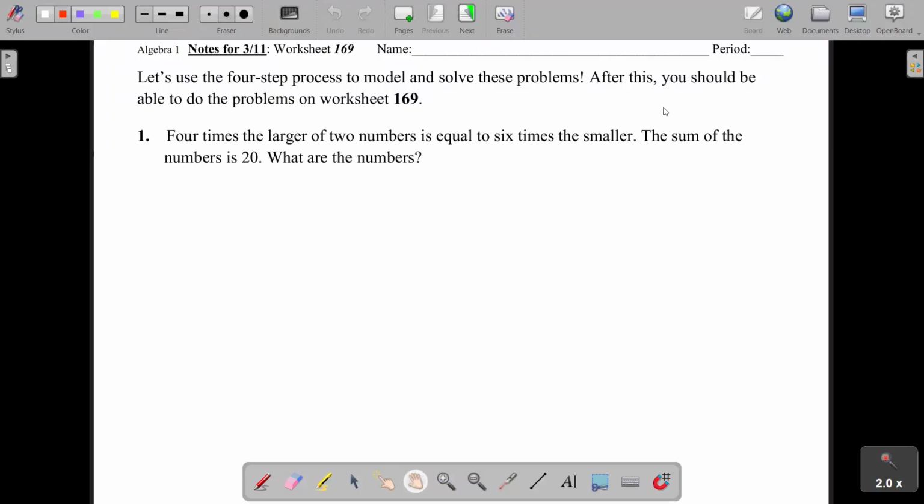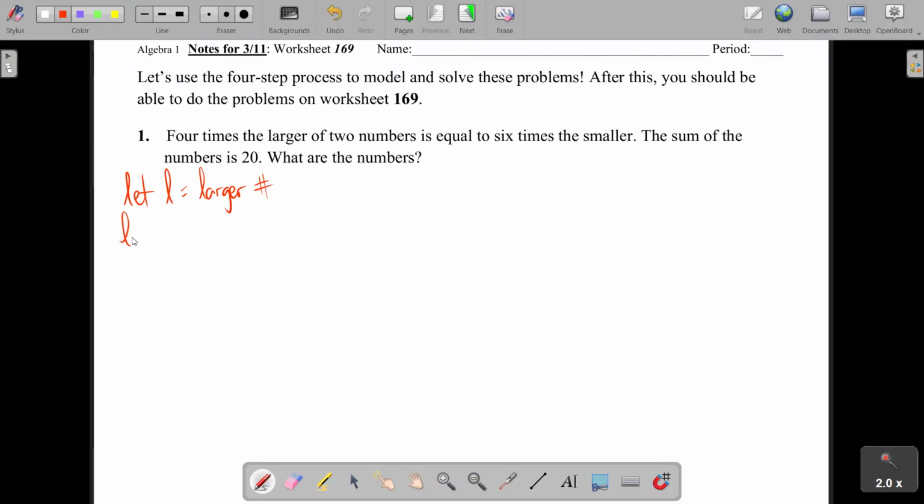So, problem one, what are we going to start with? Same things. Say the expectations are never going to change. Four steps. What do we do first? Declare those variables. And I think in this case, since they're called already the larger and the smaller, I don't see why we wouldn't go with that. So let's all let L equal the larger number.